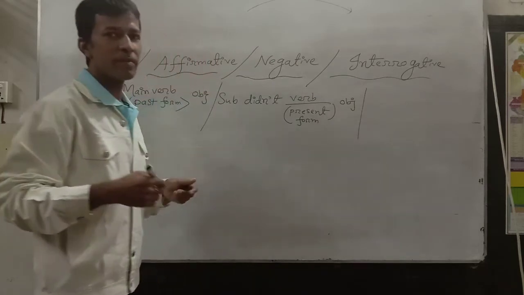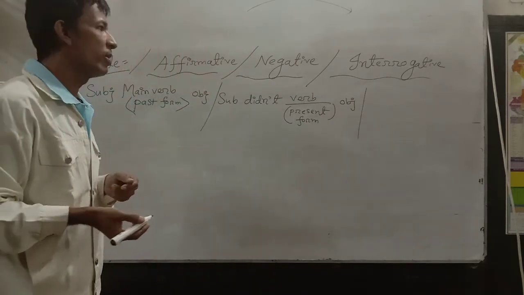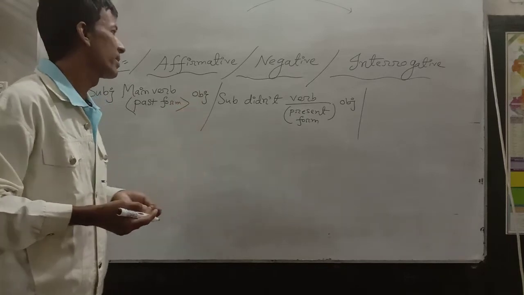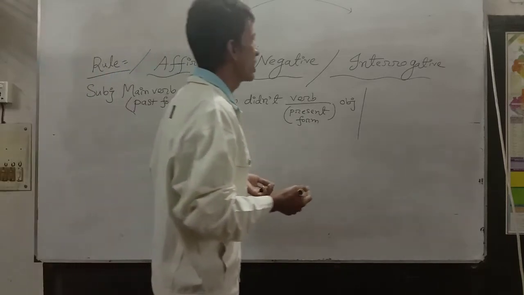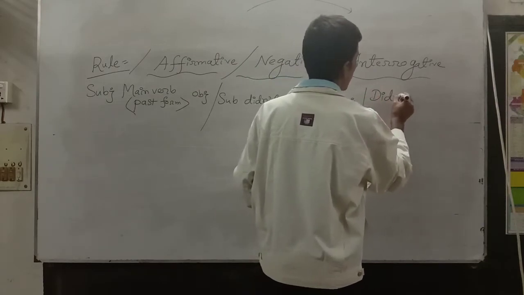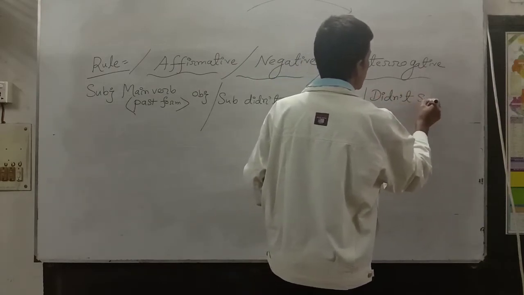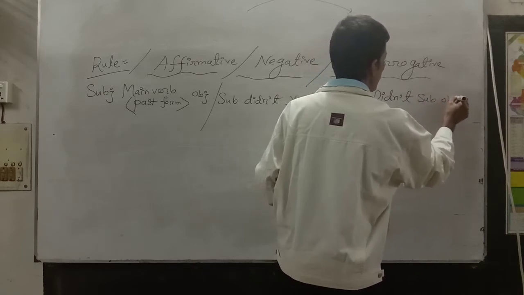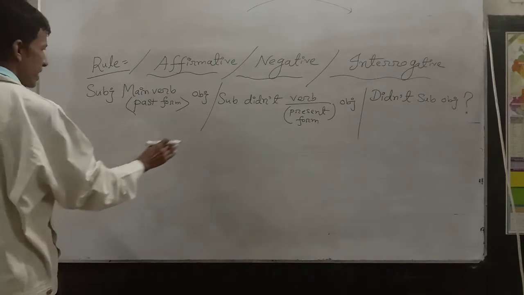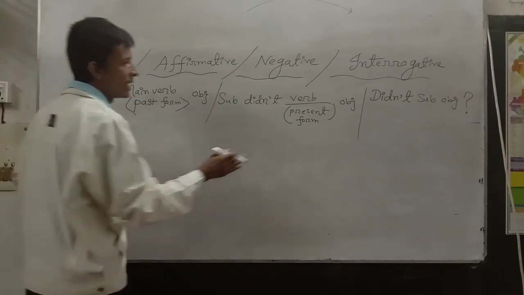But the same kinds of antonym will have to be used by you, as I have already mentioned in my previous examples and structure. In the third part, I am going to explain the interrogative sentence: didn't, then subject, and at last object. Now let me explain all these structures by following the example.